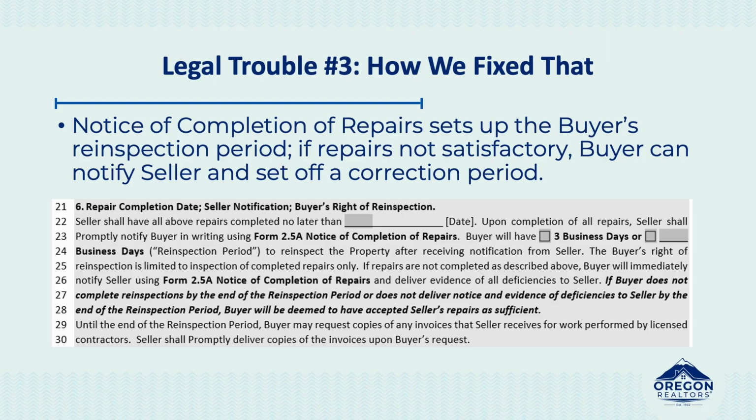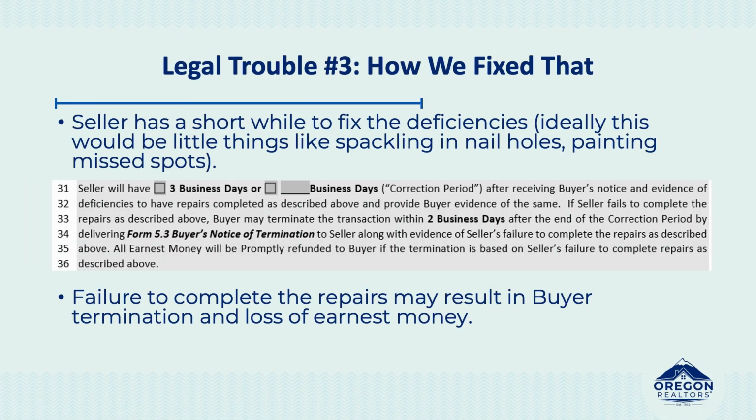If the buyer provides that evidence, it sets off a correction period. Seller, you now have X number of days to fix the repairs that were done poorly. It's an obligation on the seller to fix those repairs. If the seller doesn't fix the repairs, otherwise they don't get it corrected, or they can't prove to the buyer that it already has been corrected, the buyer has a right to terminate the contract. They can back out because the repairs were not done appropriately.